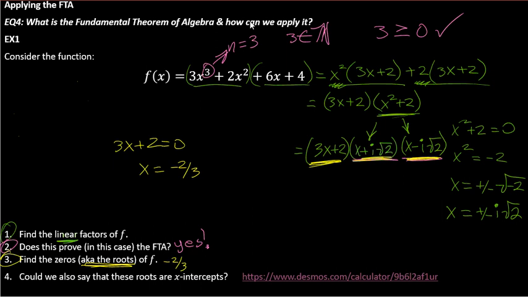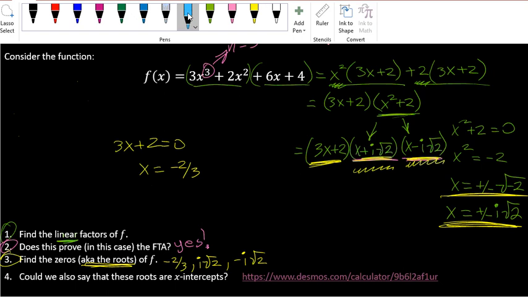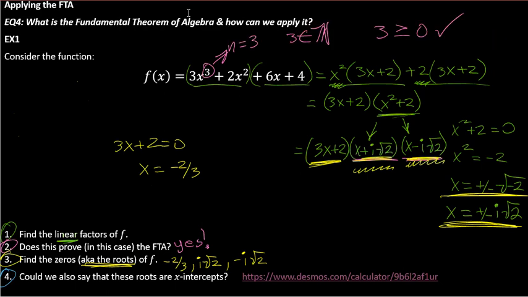Then our second root, we already saw what it was over here. Our next one is going to be positive i square root of 2, which goes to this factor here. And our next one is going to be negative i square root of 2, which goes to this factor here. So those are our 3 roots. Now, number 4 is asking us, could we also say that these roots are our x-intercepts? And the answer is yes, absolutely.